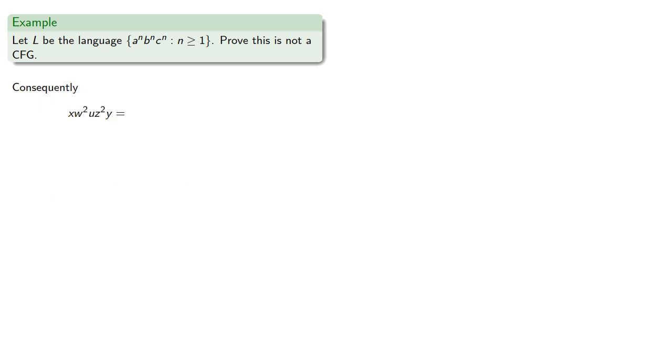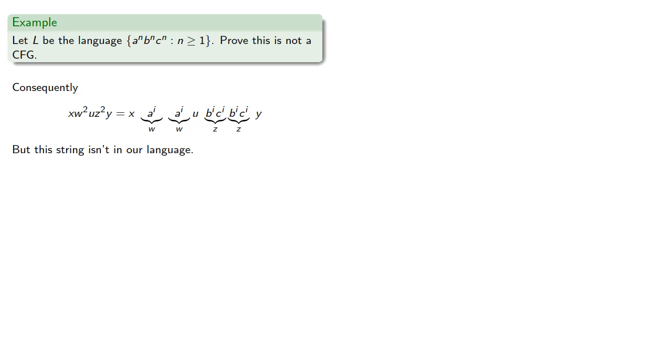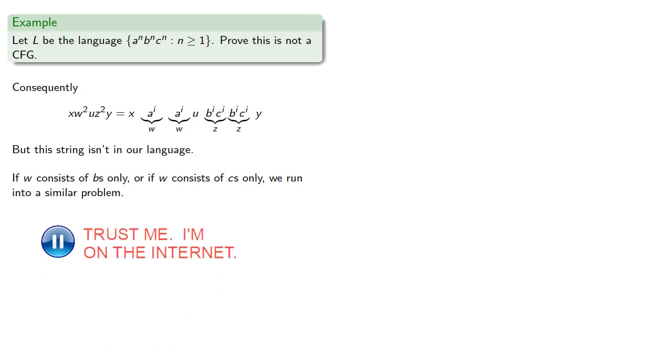And consequently, x w squared u z squared is whatever x is, followed by w again, the middle portion, z, again, and whatever the last portion is. But again, because this string mixes up the B's and C's, this string isn't in our language. And if W consists of B's only, or if W consists of C's only, we run into a similar problem. You should prove that.